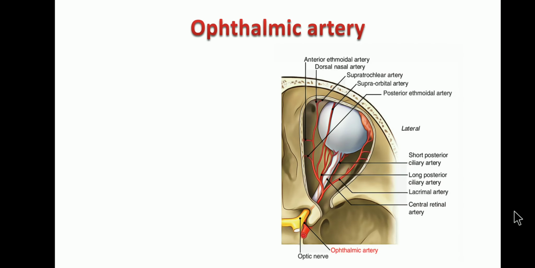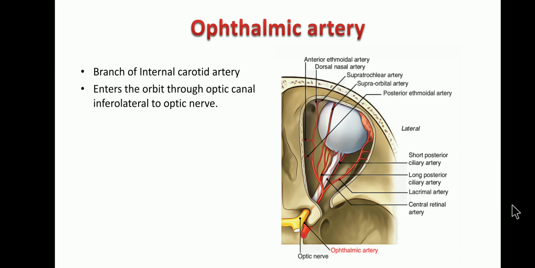So finally, coming to the ophthalmic artery, the main vessel which supplies the structures in the orbit. It is actually a branch of the external carotid artery. So the ophthalmic artery is actually a branch of the external carotid artery.